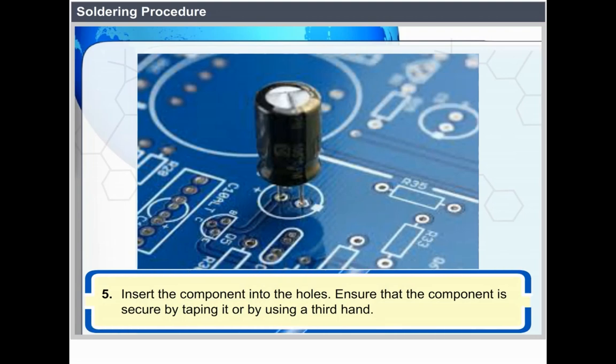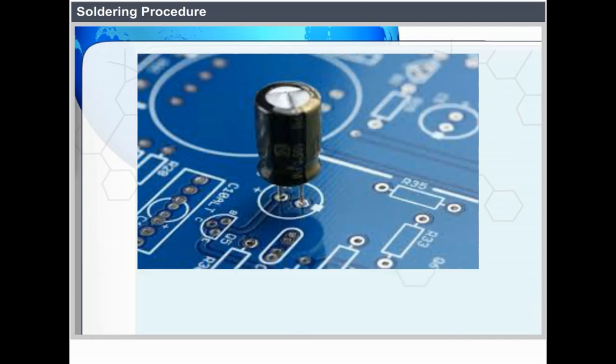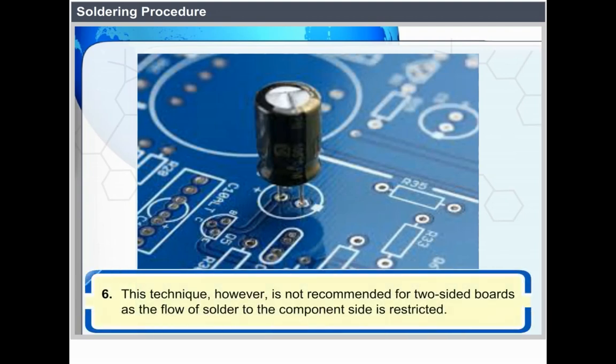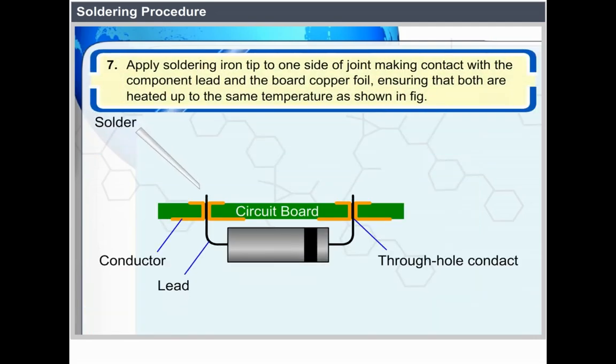Ensure that the component is secure by taping the component or by using a third hand. This technique, however, is not recommended for two-sided boards as the flow of solder to the component side is restricted. Apply the soldering iron tip to one side of the joint, making contact with the component lead and the board copper foil, ensuring that both are heated up to the same temperature as shown in figure.